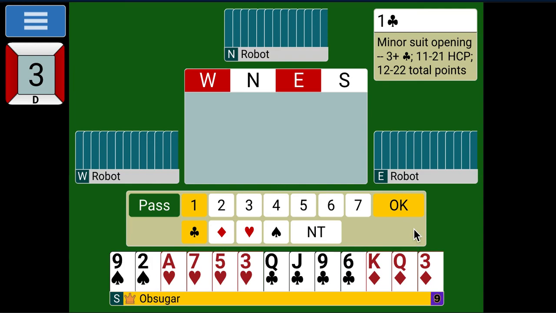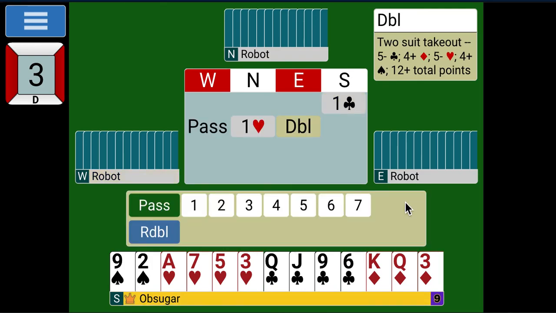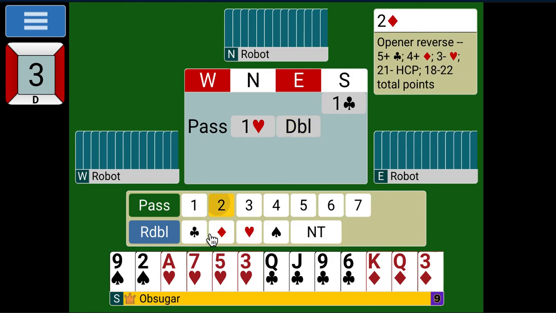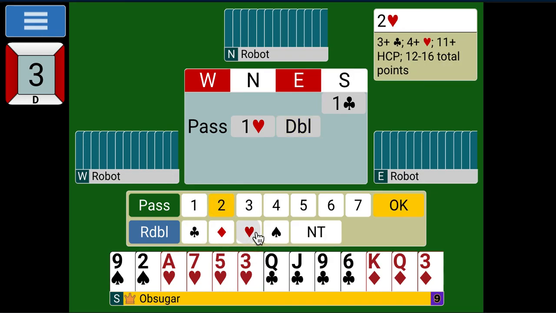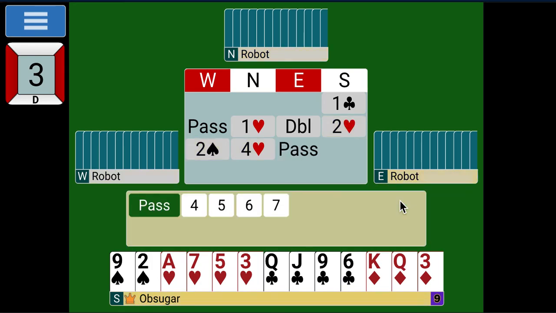All right, let's look at this hand. I've got 5, 7, 8, 4, 12 points, and I'm going to open a club. My partner bids a heart. All well and good there. I'm going to bid 2 hearts with my minimum hand with 4 support. He threw in a double. Should have an opening hand for that double. And obviously he must have diamonds and spades. And I'm in the wrong seat.